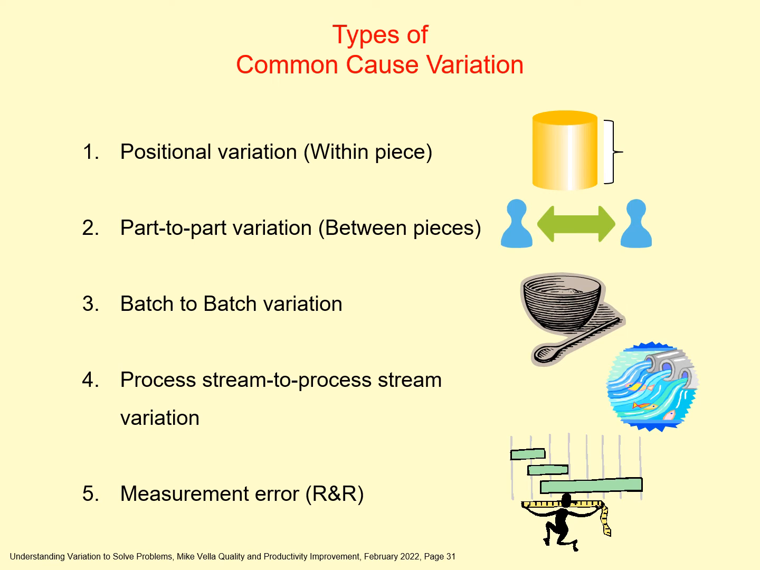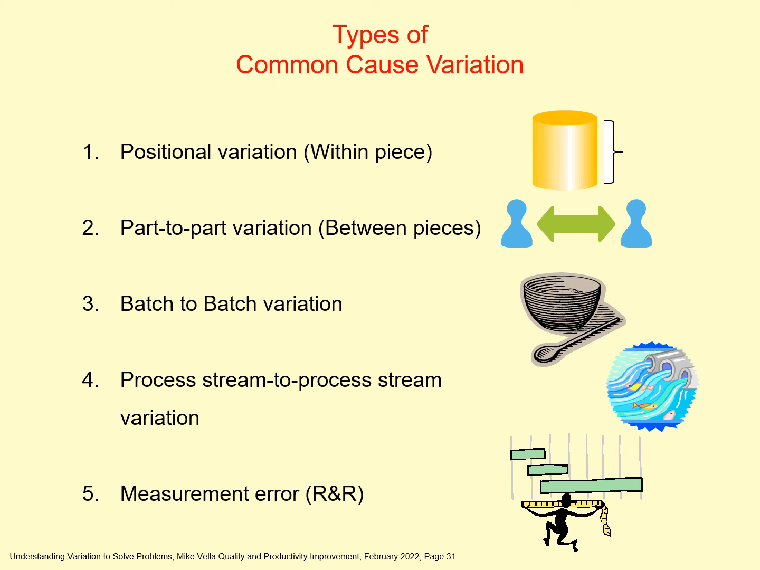Let's say you are running this screw machine process, and you run out of one stock of steel or aluminum or whatever you're machining, and you go to another batch or heat of steel, and you measure that variation. Does that batch or change of heat affect the variability? Is there more variation or less variation in the second or third heat or batch of steel? Batch to batch variation.